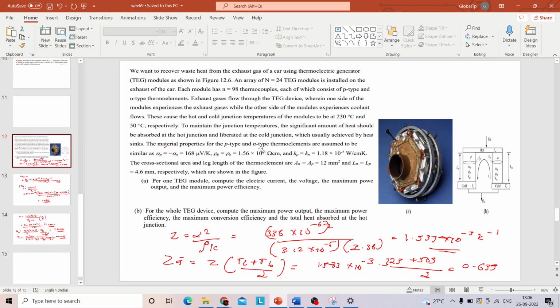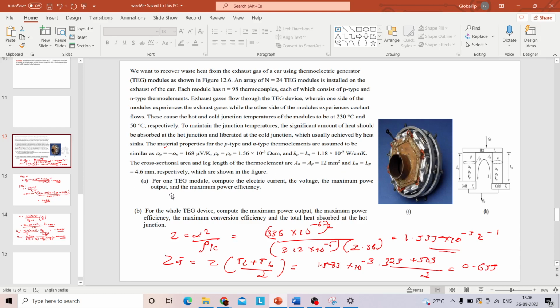The material properties of the P-type and N-type thermoelements are assumed to be similar: alpha P = alpha minus alpha N = 168 microvolt per Kelvin, and rho P, the resistivity, equals rho N = 1.5 times 10 to the power minus 3 ohm centimeter, and Kp = Kn = 1.18 times 10 to the power minus 2 watt per centimeter Kelvin. The cross-sectional area and the leg length of the thermoelements are An = Ap = 12 millimeter squared, and Ln = Lp = 4.6 millimeter respectively.